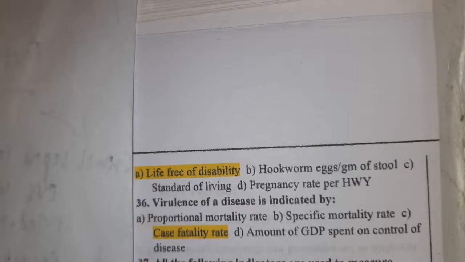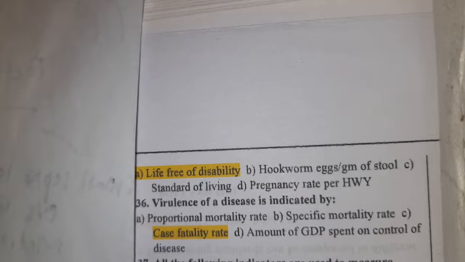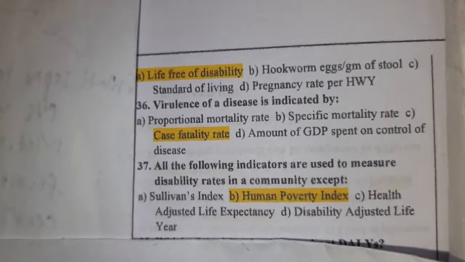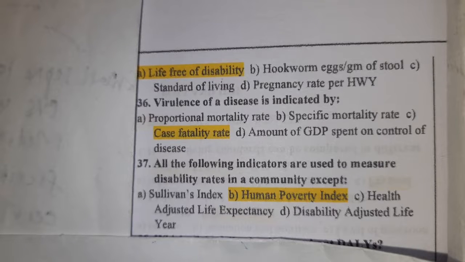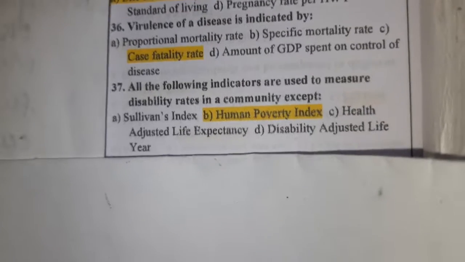See, in the given options, Sullivan's Index, Health Adjusted Life Expectancy, Disability Adjusted Life Expectancy are the disability indicators. Other disability indicators are Health Adjusted Life Expectancy, Quality Adjusted Life Years, Disability Adjusted Life Year, Sullivan's Index. All these are the disability indicators.